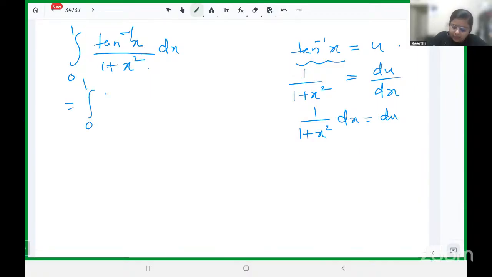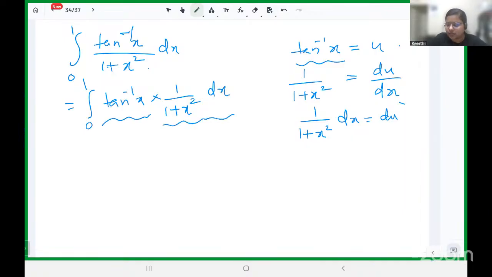Now this is same as the integral of tan inverse of x into 1 by 1 plus x square into dx. So we can replace tan inverse x with u and 1 by 1 plus x square into dx with du. But in the case of definite integral, you have to change the limits also. The lower limit and upper limit should be changed. Why? What is the reason? Because these are the limits of the variable x. The function was in variable x, so they have given the limits of the variable x. x varies from 0 to 1.